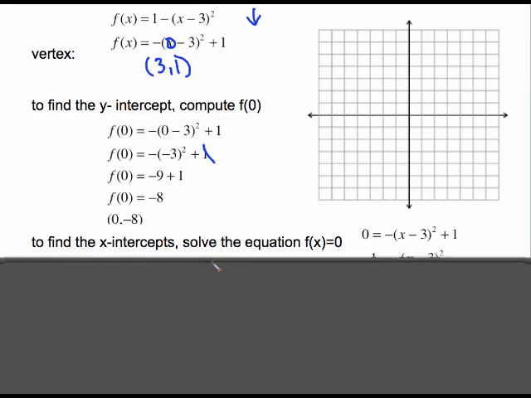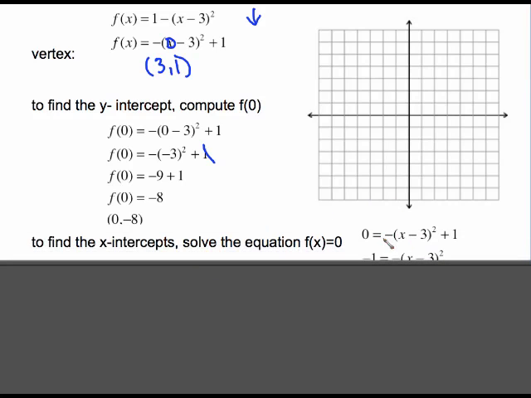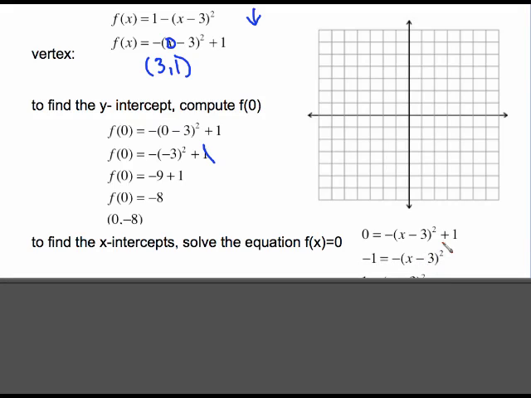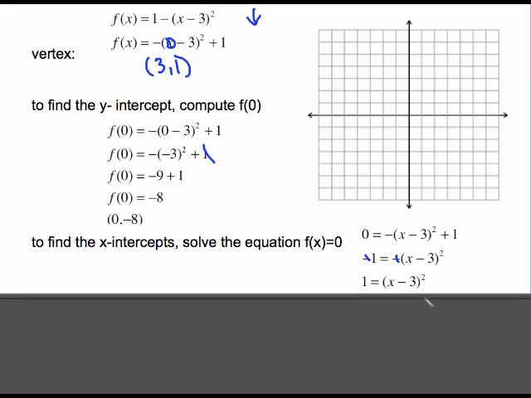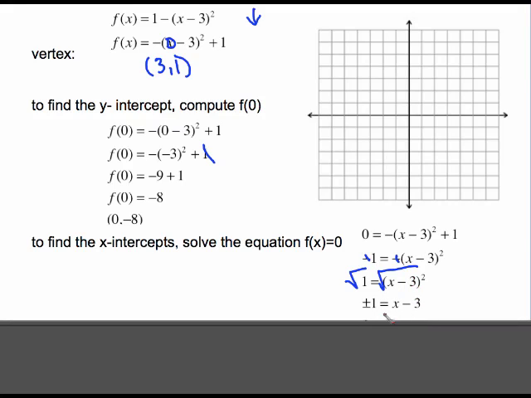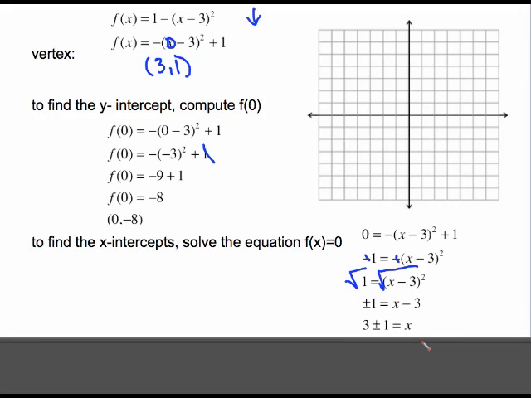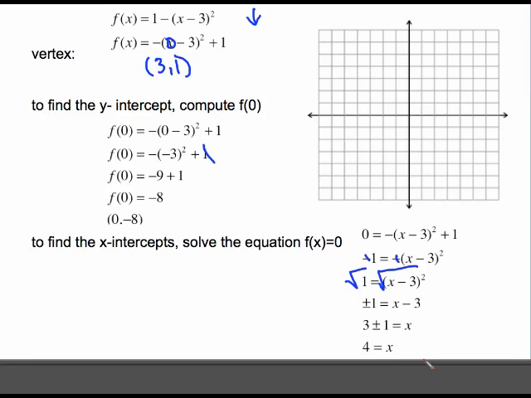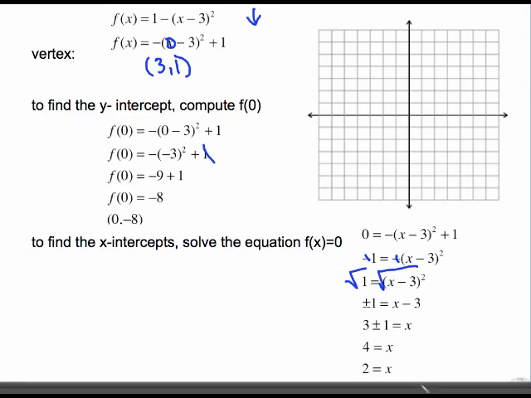To get my x-intercepts, set my function equal to 0 and solve, doing the same steps I've been doing. Move the 1 over, gives us negative 1 equals negative quantity x minus 3 squared. Because both of these are negative, I can just change both those signs to have this. Undo this by taking the square root of both sides. And now we have plus or minus 1 equals x minus 3. Add 3 to both sides, gives us 3 plus or minus 1. High road, there's 3 plus 1, which is 4. Low road is 3 minus 1, which is 2.